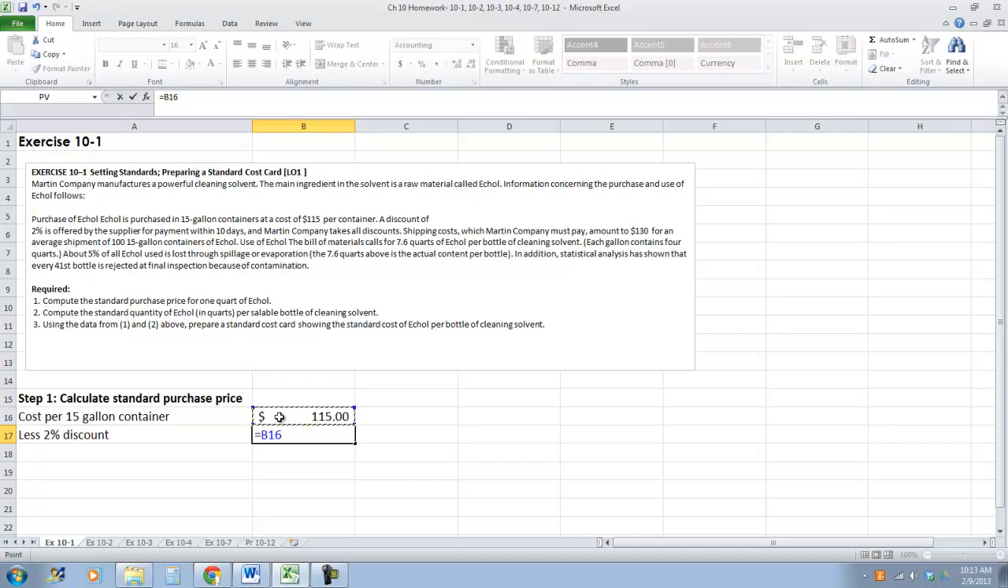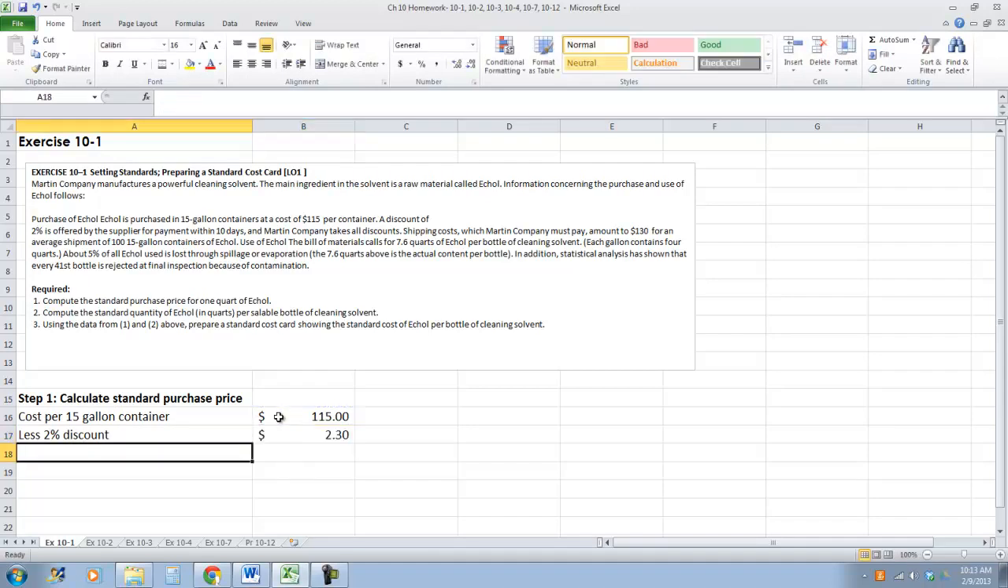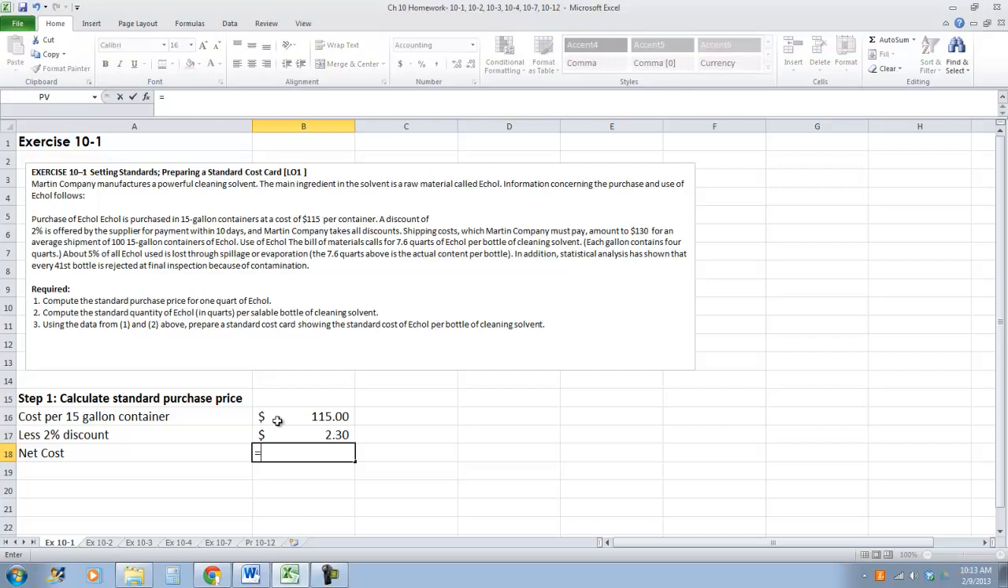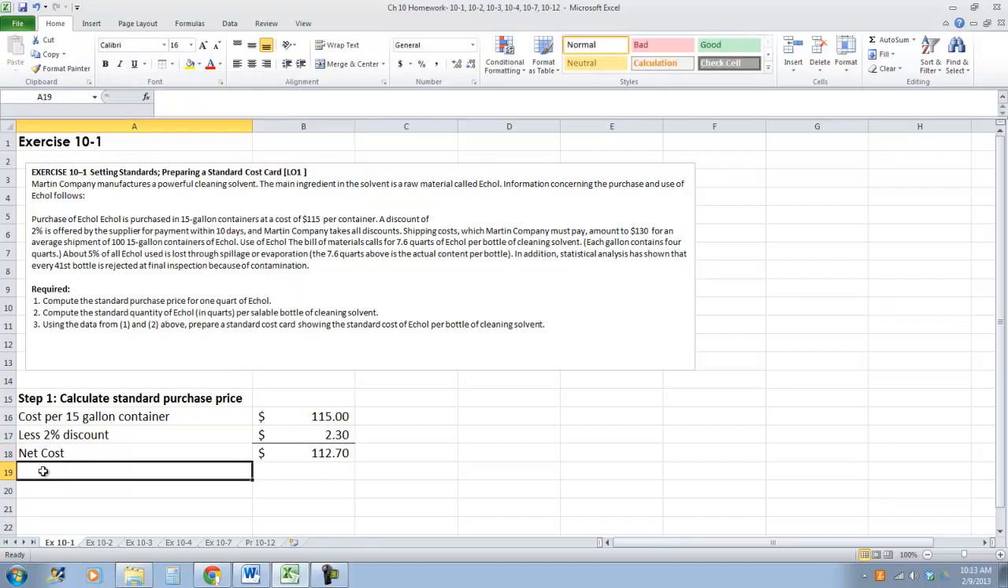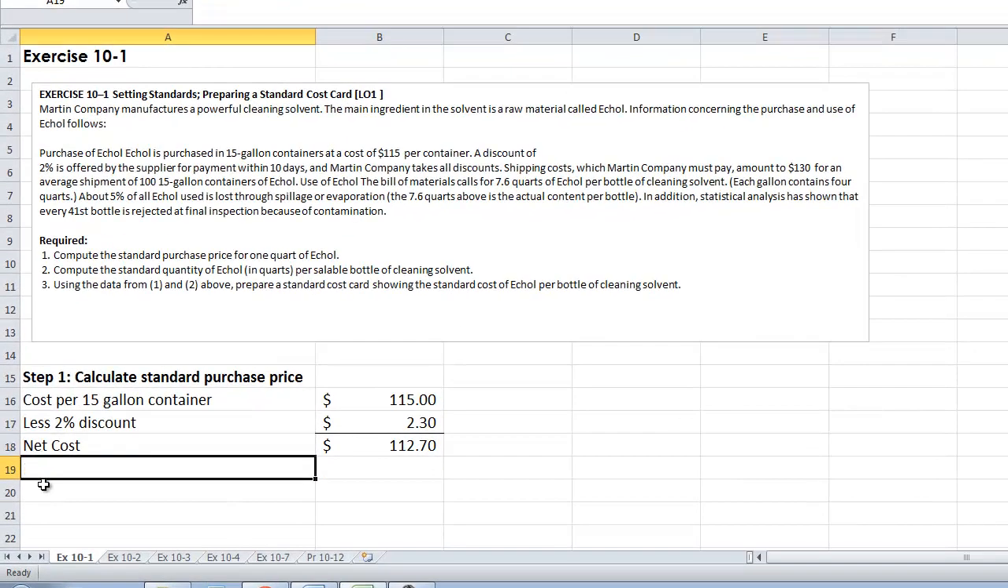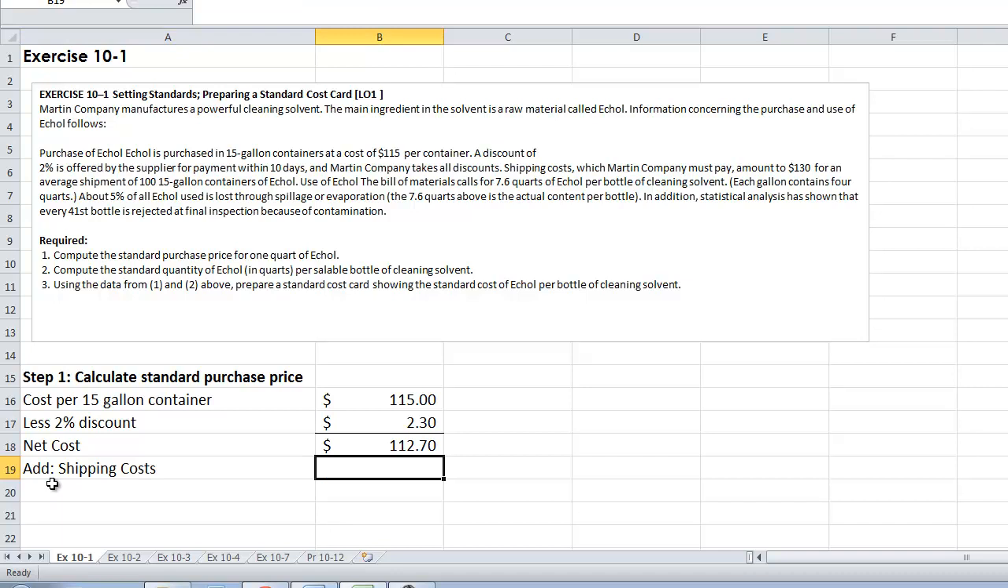So this times 2%. Net cost: take this, subtract the discount. Alright. Now we must add shipping costs, since Martin is responsible. And that equals $130 divided by 15 containers, because they can ship 15 15-gallon containers, and we're trying to price one here.